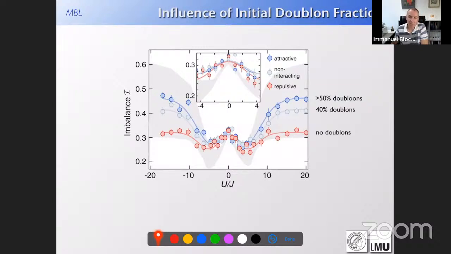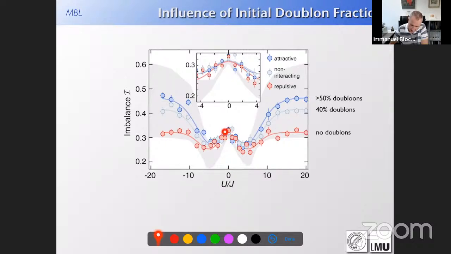So there's another point we can check. I told you that mathematically we know that if there are no doublons in the system initially, and for infinite interactions, we should exactly recover the non-interacting system again. If we prepare an initial state where there are initially no doublons, and we let the system evolve over time, then we should get the same result as in the case of the non-interacting system. So here's the non-interacting system, U over J equals 0.